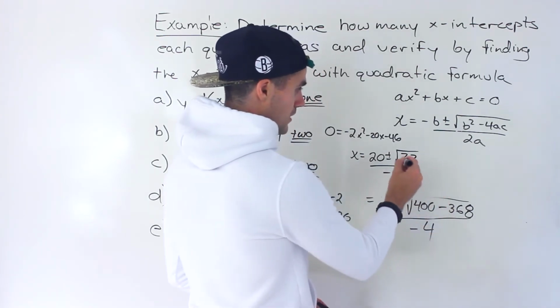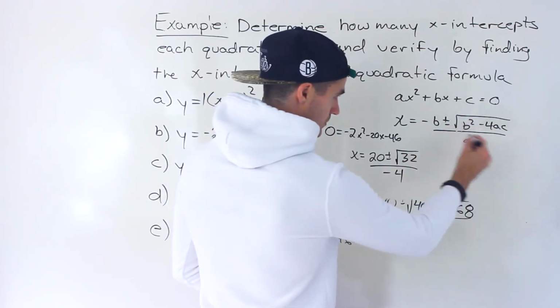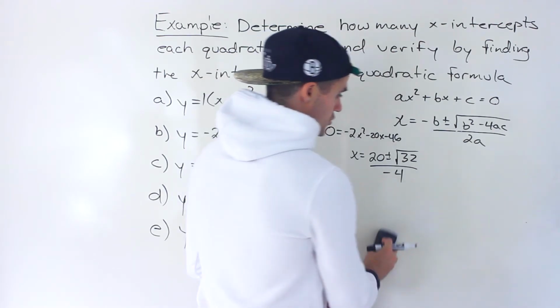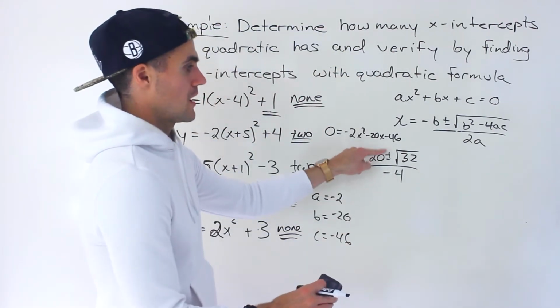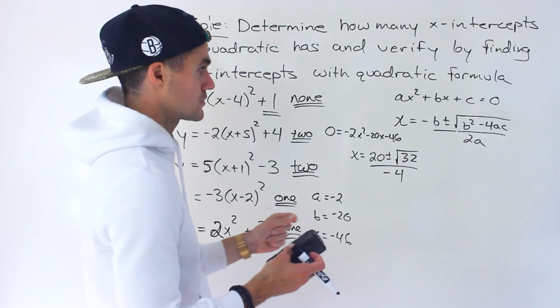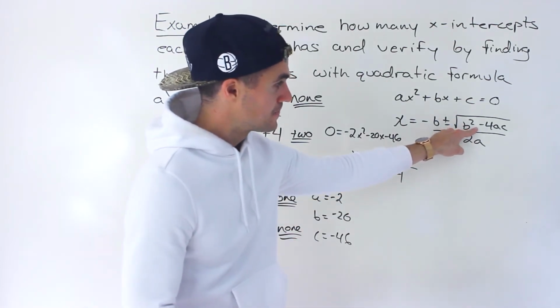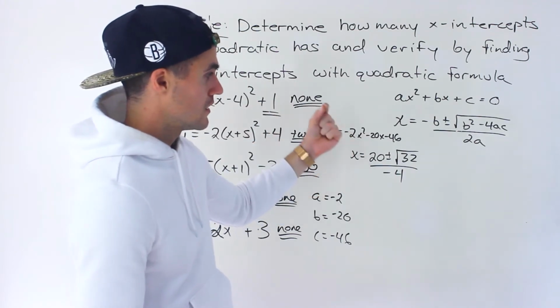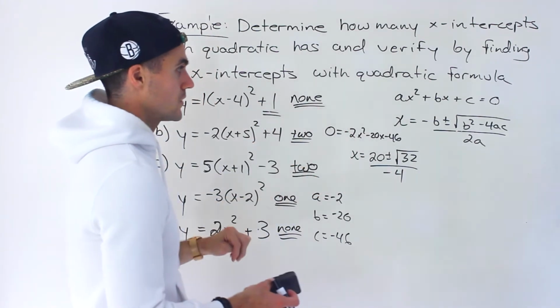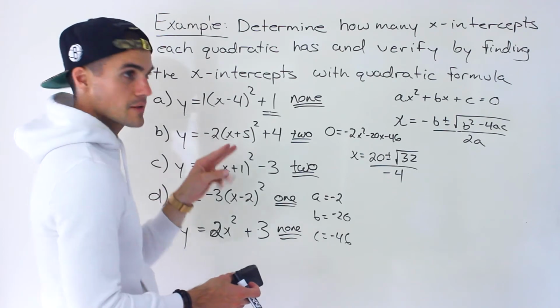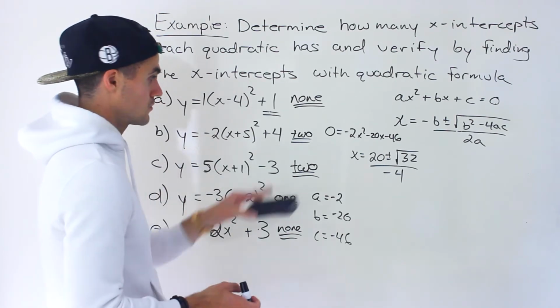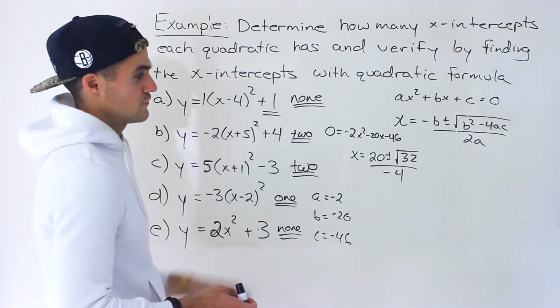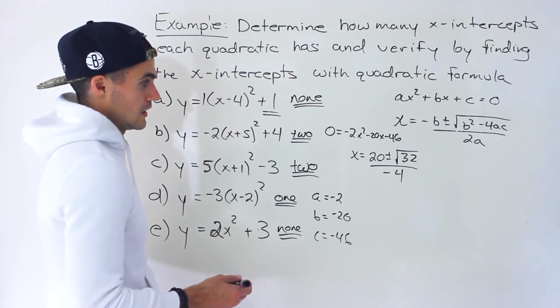So notice that because we got a positive value here, because that discriminant is positive, the square root of a positive number is going to be plus or minus. Hence, we're going to get 2 solutions. So whenever this b squared minus 4ac, whenever that discriminant is positive, you're always going to have two solutions to the equation, or if you're looking for the x-intercepts, you're going to have two x-intercepts. So it makes sense with what we found before as well.